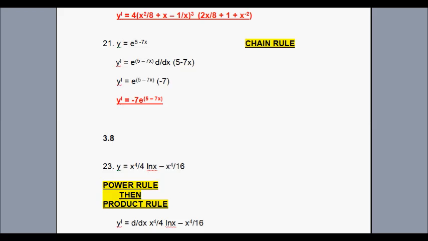Y prime equals e to the 5 minus 7x. You're going to basically take that because e stays the same and just find the derivative of what you have as your exponent. So 5 minus 7x, and 5 is a constant, so that's automatically 0. And x is 1. 1 times negative 7 will mean it's negative 7. So you get y prime equals e to the 5th minus 7x times negative 7. You just bring that negative 7 to the front, and you get y prime equals negative 7e to the 5 minus 7x.